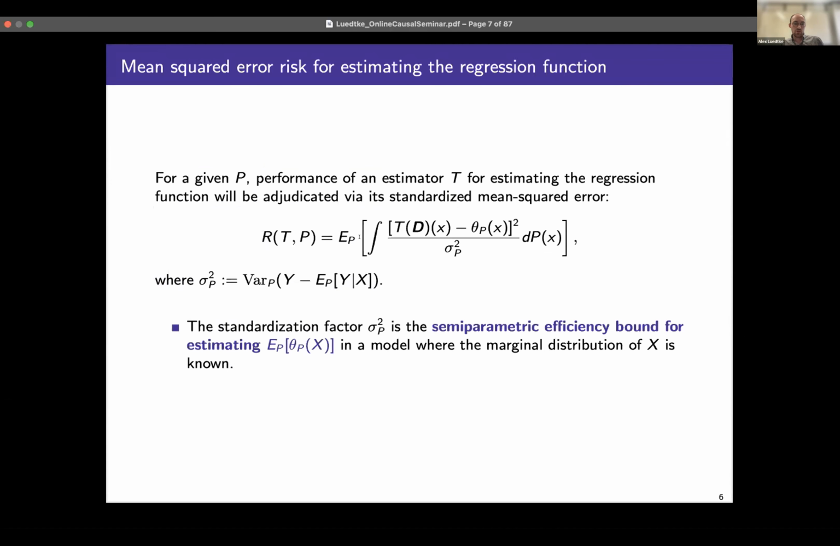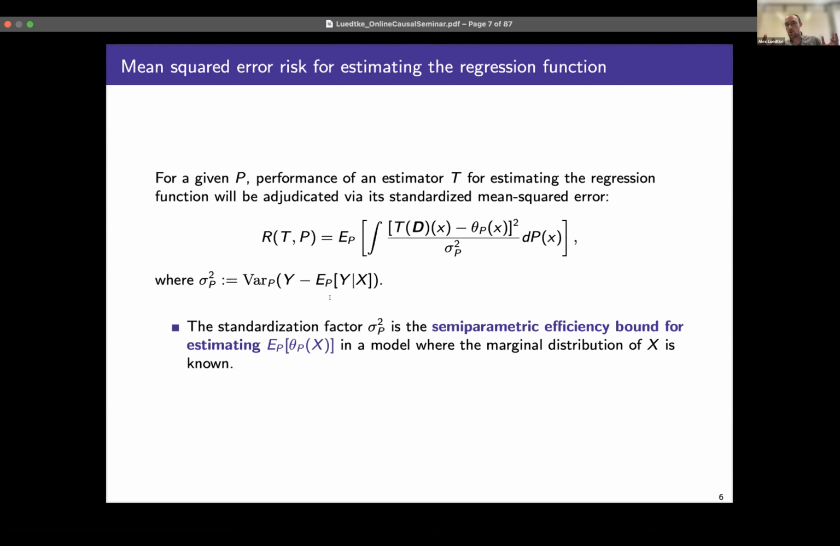So in the regression context, what we'll look at is a standardized mean squared error risk. This is really just the usual mean squared error risk for estimating the regression function as a function of the feature. But then I also standardize here by the variance of the residual. If the variance of the residual is small, then I want to do better. So I'm dividing by a small number, and so I'm amplifying the risk here.